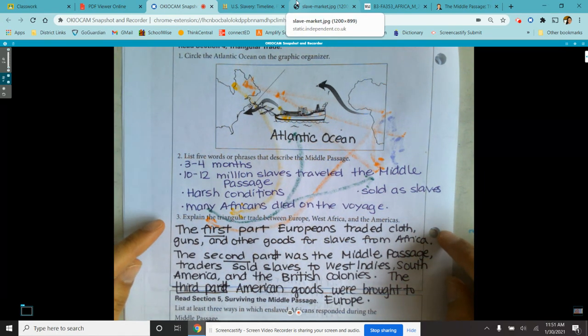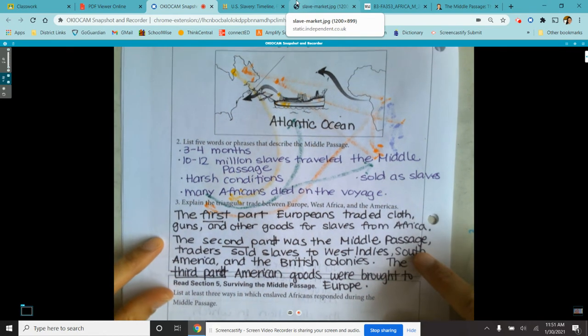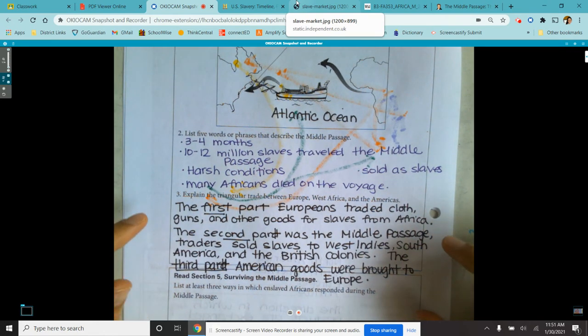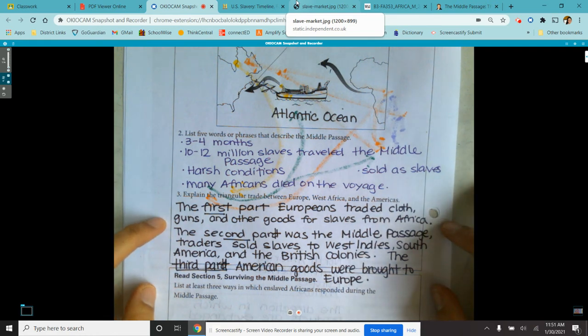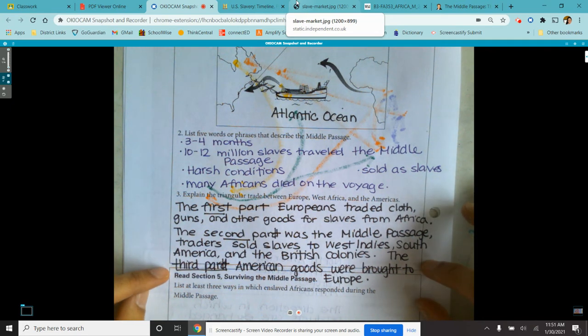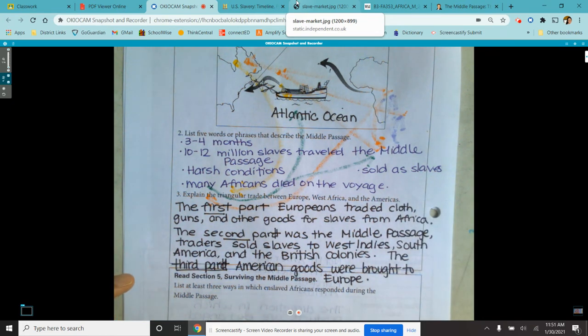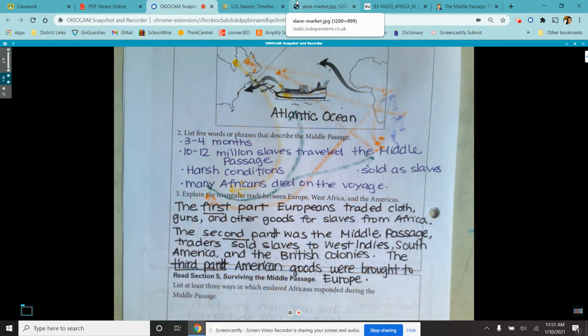Explain the triangular trade between Europe, West Africa, and the Americas. That's what we already discussed in the previous picture. The reading broke it up into 3 pieces, right? The first part was Europeans traded cloth, guns, and other goods for slaves from Africa. The second part was the Middle Passage. Traders sold slaves to the West Indies, South America, and the British colonies. And the third part was American goods were brought to Europe. All right, and we'll do sections 5 and 6 in our next lesson.